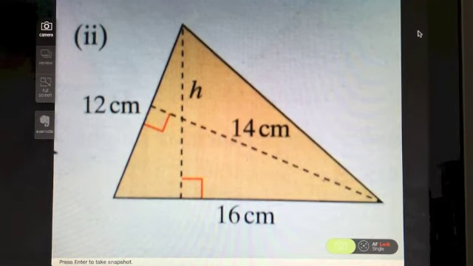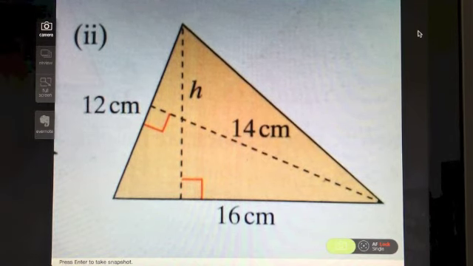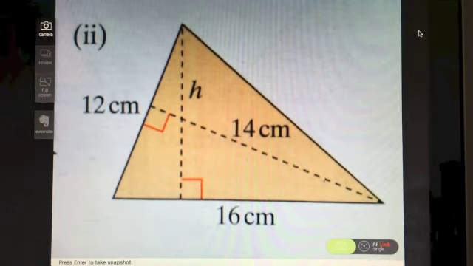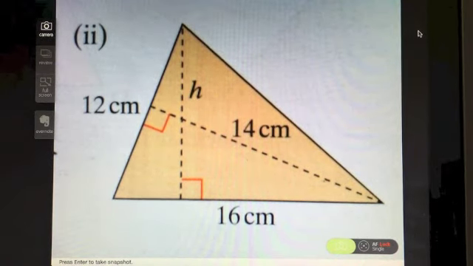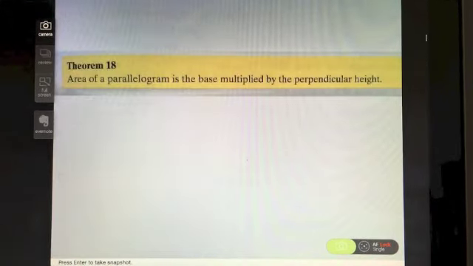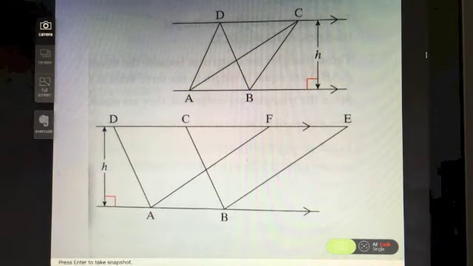The same is true for parallelograms, because the area of a parallelogram is base times height. So the same would be true regardless of which base and which height you take. As long as it is a base of the parallelogram and a perpendicular height, whichever base and perpendicular height you take will have to give the same area. And that's what's written down as Theorem 18 here. Area of a parallelogram is the base multiplied by the perpendicular height. So just something worth noting here to do with triangles and parallelograms and their area.